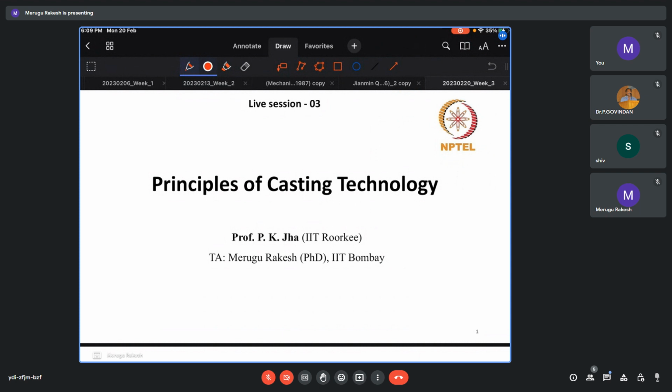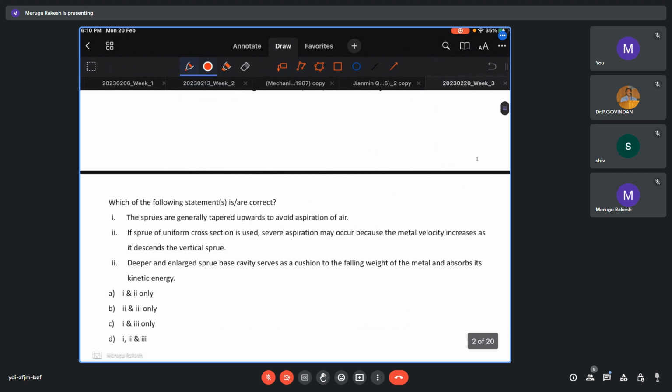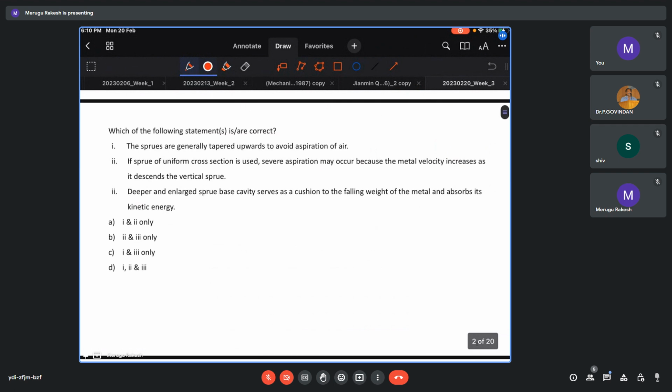I am one of the TAs for this Principles of Casting and Technology course, which is taught by Professor Jha from IIT Roorkee. So, this is live session 3 regarding casting technology. In this session, sir has discussed the gating elements, different types of gating elements and their design, as well as the important aspiration effect. I will discuss this while solving some numericals as well as theoretical questions.